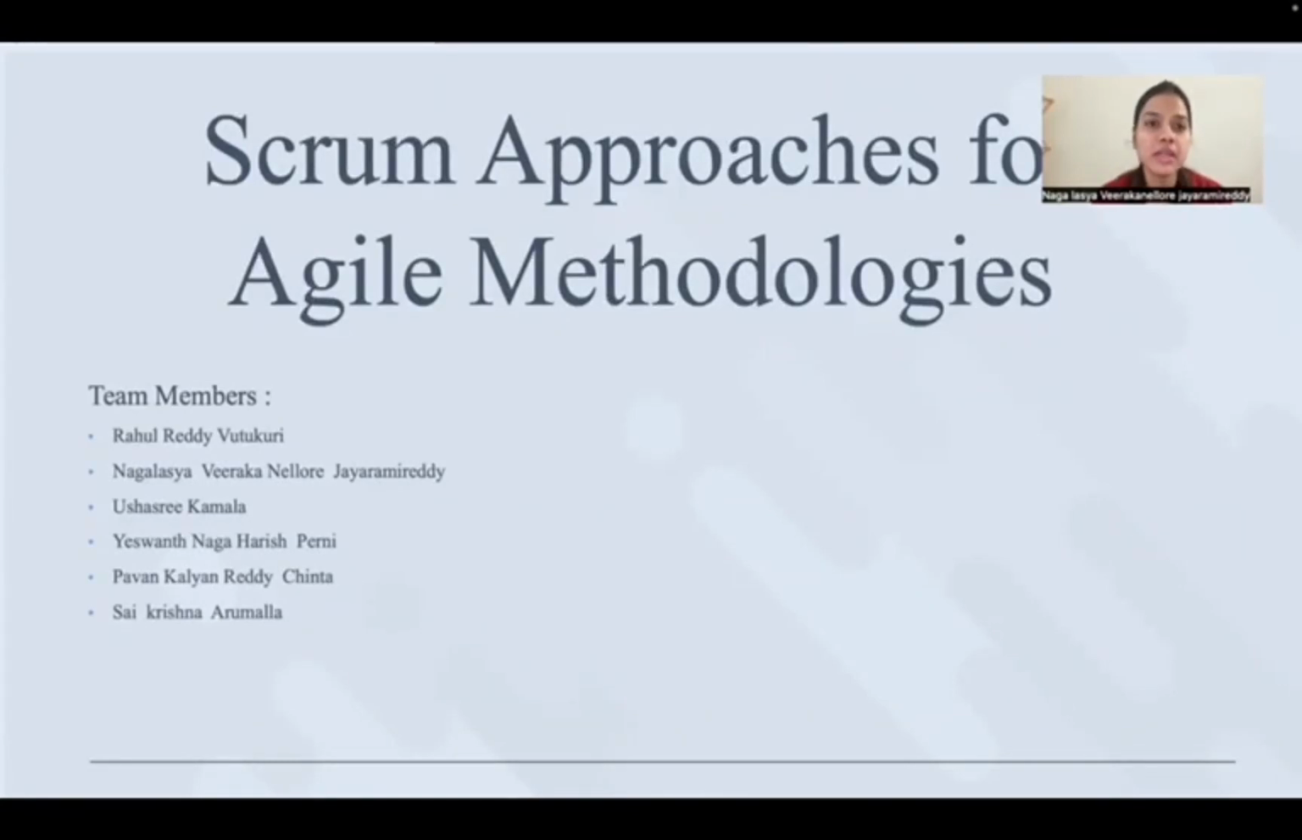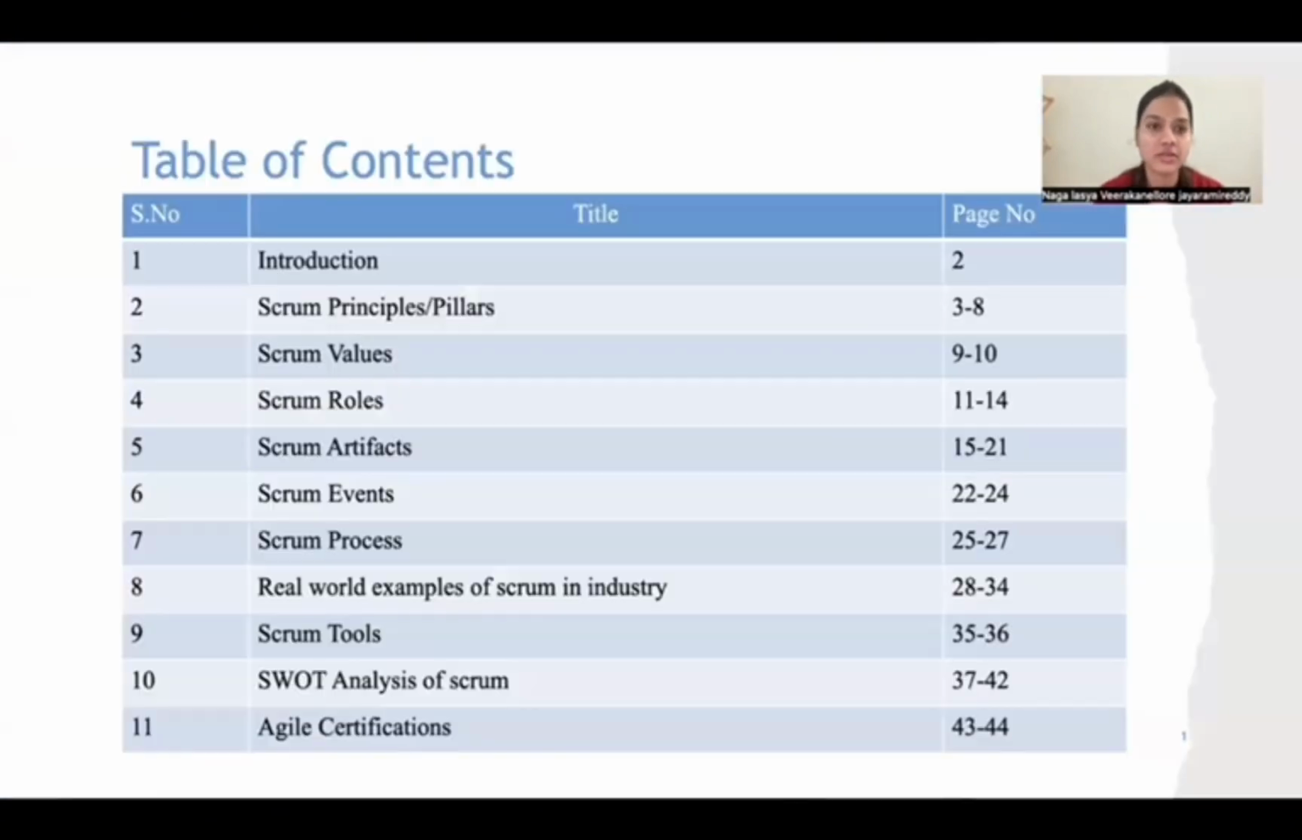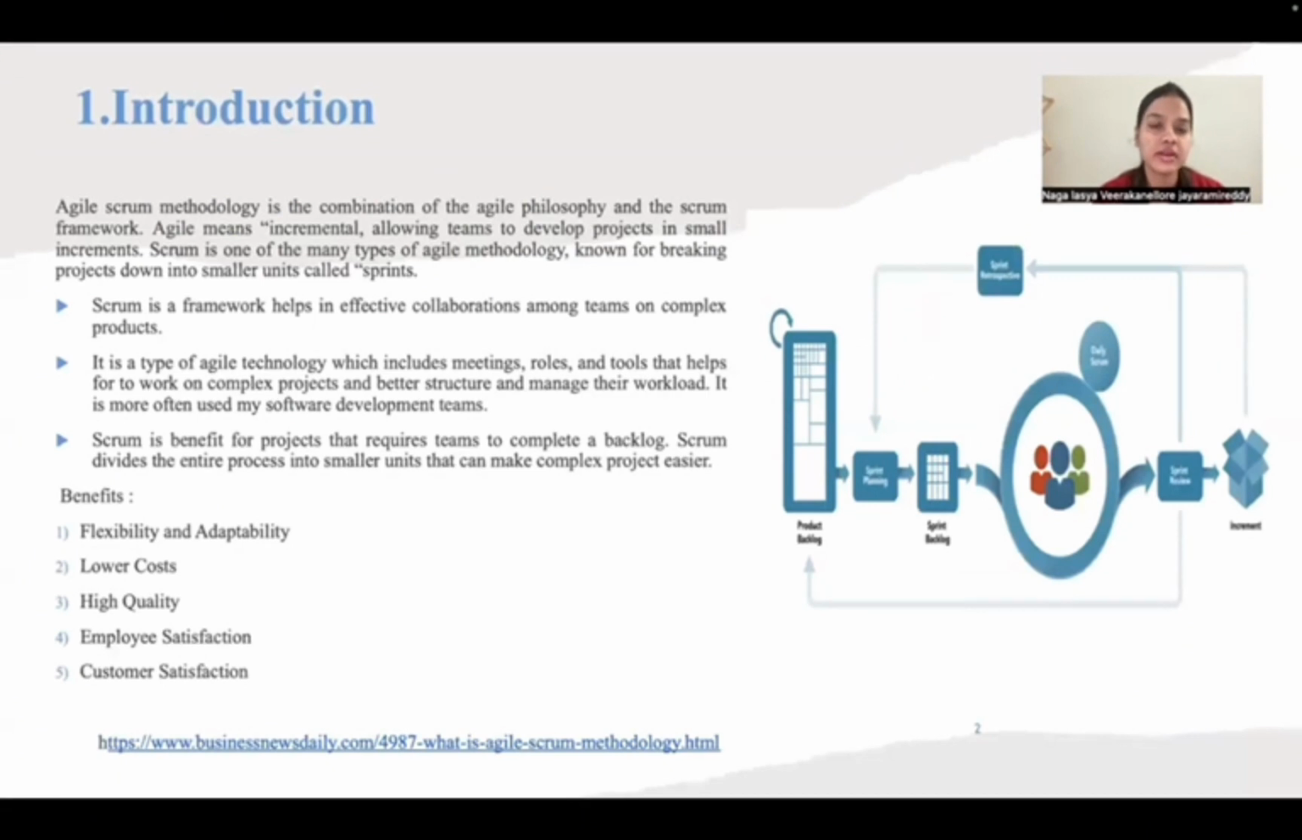This is Nagalasya. Today, me and my team are going to present about Scrum approaches for Agile methodologies. Coming to its introduction, Agile Scrum methodology is a combination of Agile principle and the Scrum framework. Agile means incremental. It will allow the team to develop the projects into smaller increments. Scrum is one type of Agile methodology, known for breaking down or dividing the project into smaller units called sprints.